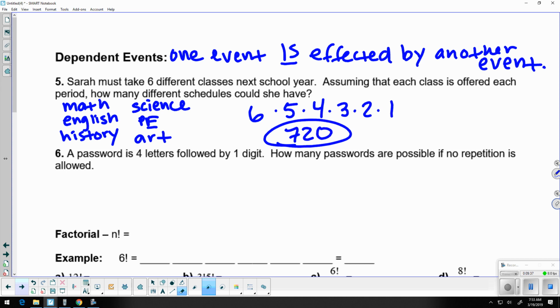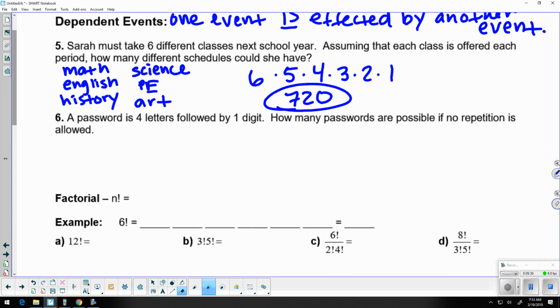Okay, a password is 4 letters followed by 1 digit, so how many passwords are possible? And here's the key words: no repetition is allowed. You cannot repeat. So again, let's see, it's 4 letters.